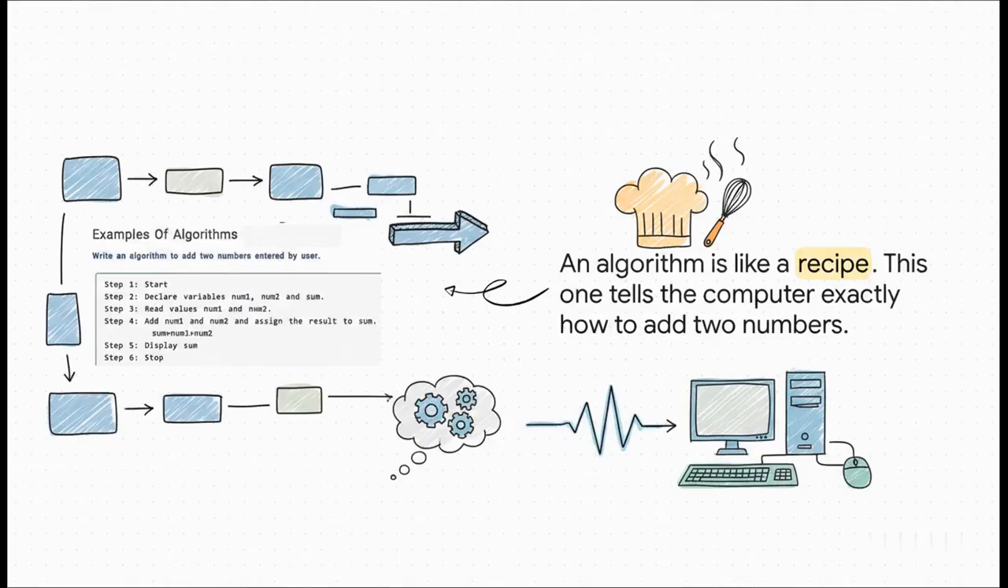And this right here is a perfect example. It's a simple algorithm for adding two numbers. You can see it starts, it declares its variables, it reads the values. Every single tiny step is laid out in a clear, logical order. This is basically the blueprint, written in a way that we humans can easily understand.